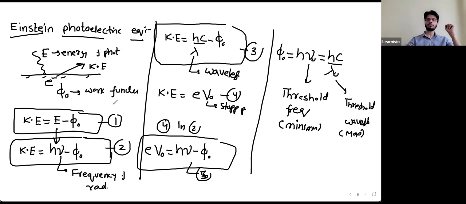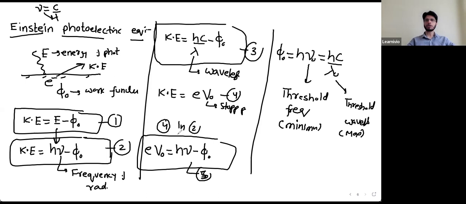Frequency and wavelength are inversely proportional. See, nu is equal to c by lambda. So nu and lambda are inversely proportional. That means if frequency is increasing, then wavelength will decrease. If frequency is minimum, that means wavelength will be maximum.